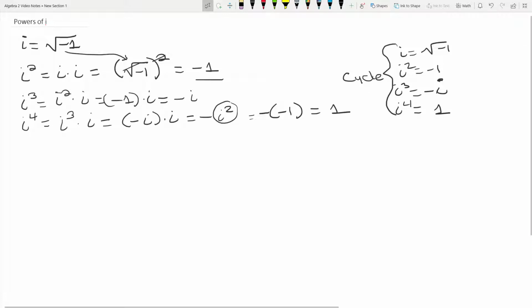But the main important ones that you want to know are these two, because we'll be using this one quite a bit, especially that one. i squared is negative 1.